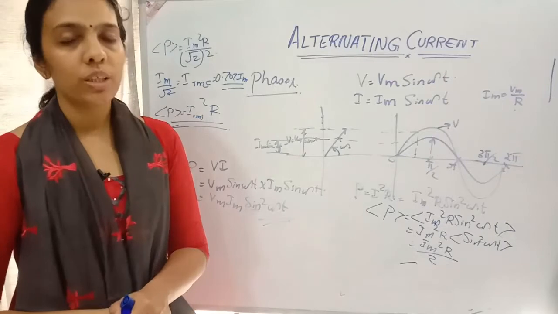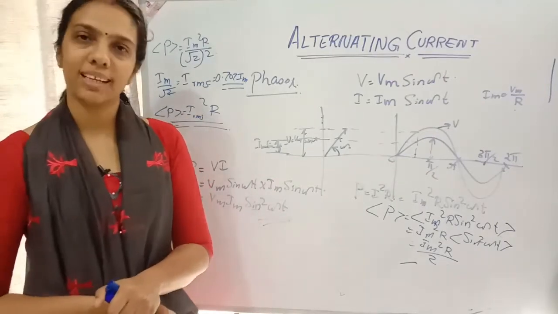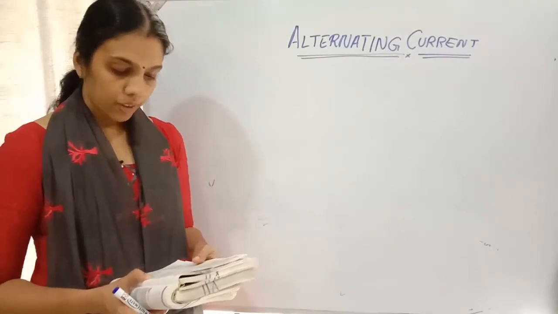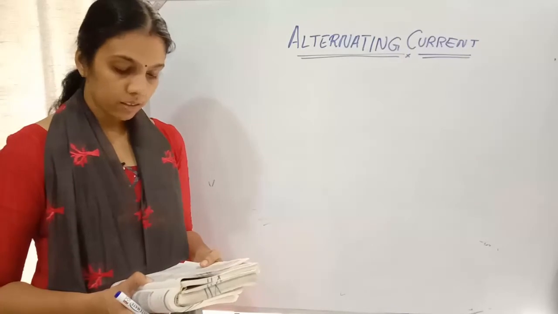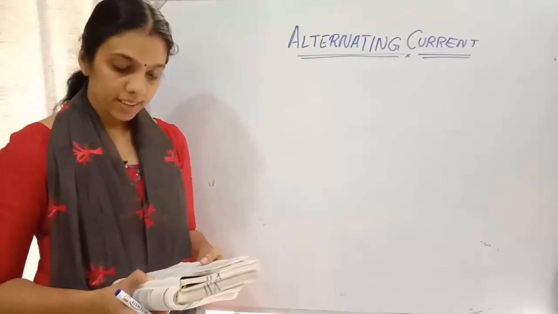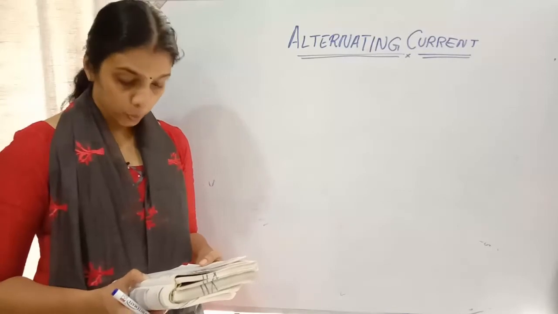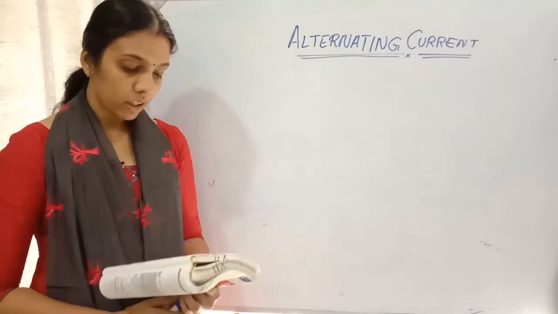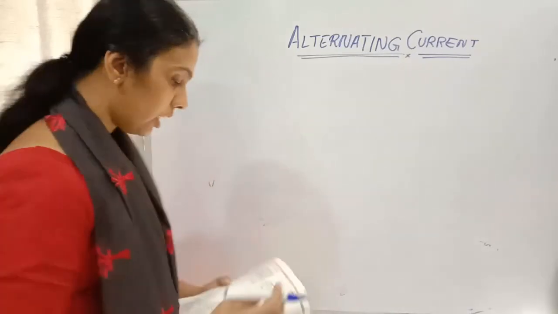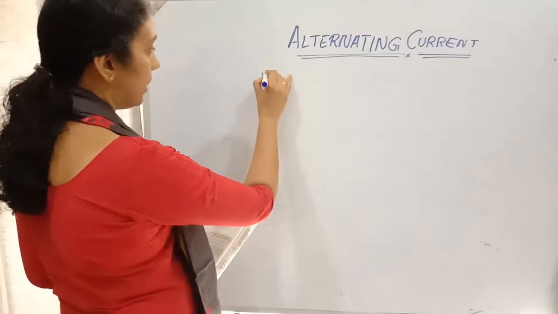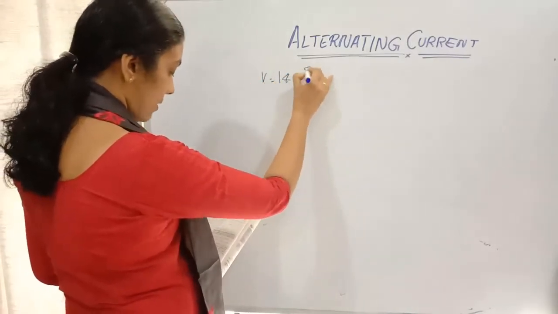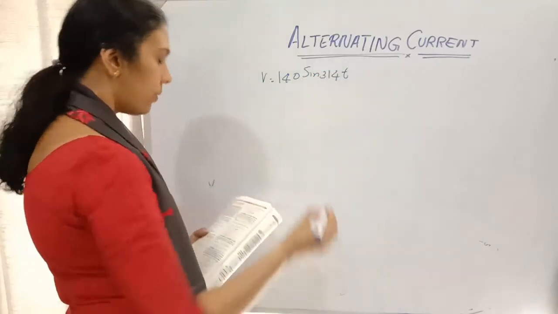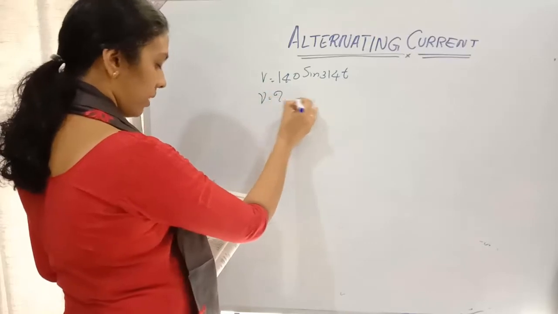Clear? So today we are going to do some numericals relating to that. First question: an alternating voltage is given by V equals 140 sine 314 t, connected across a pure resistor of 50 ohm. Find the frequency of the source and the RMS current through the resistor. For that, the voltage given is V equals 140 sine 314 t. We need to find the frequency and IRMS.